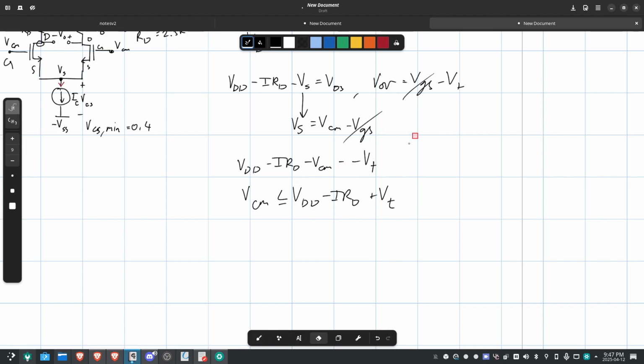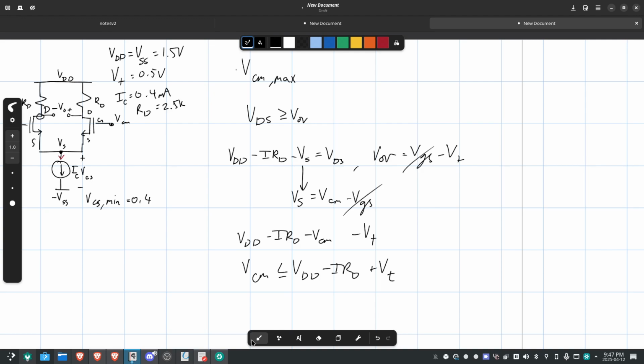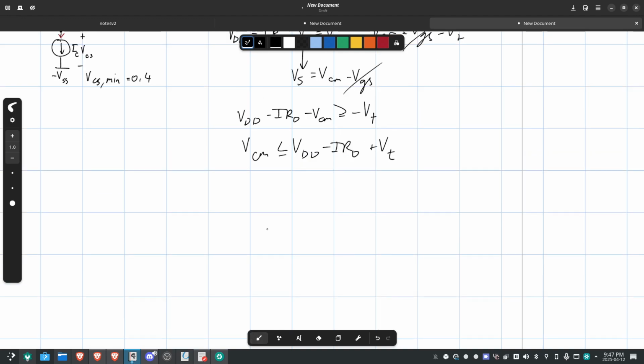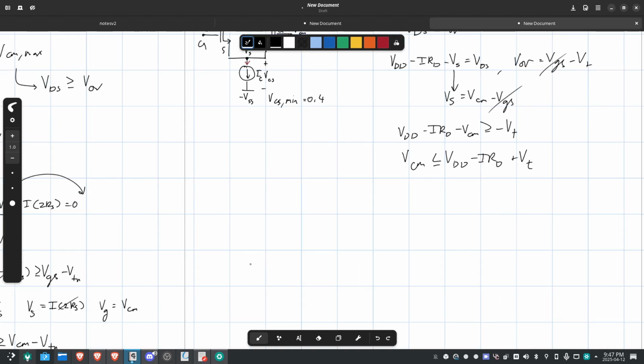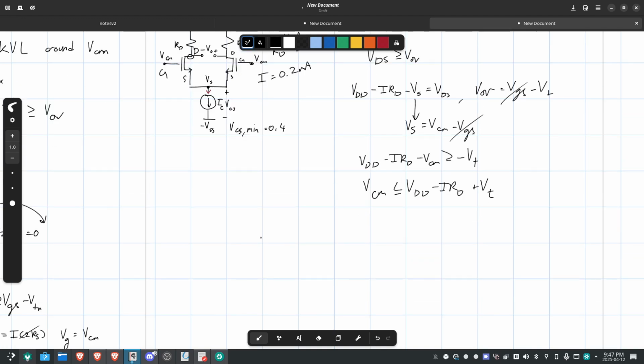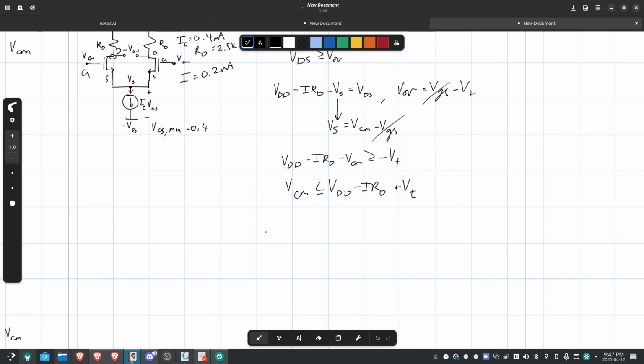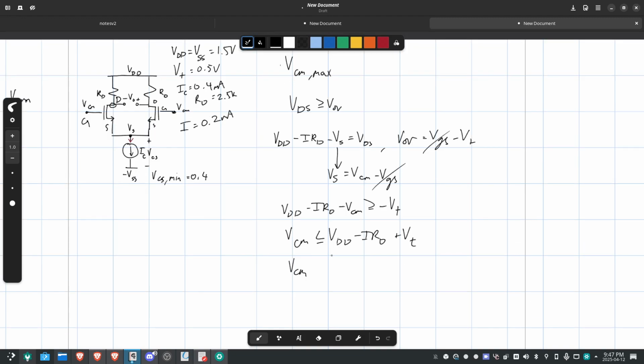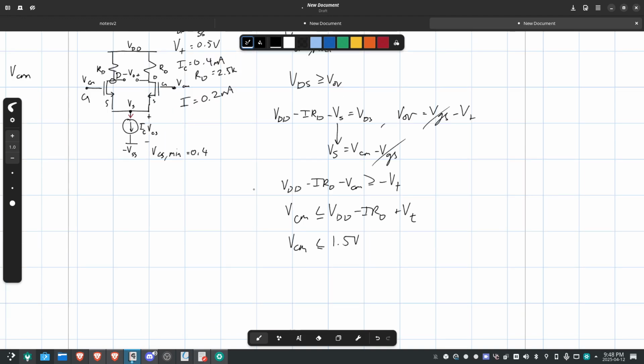Oh, sorry, this should be, it should be greater than or equal to, sorry. And we have all of these values, right? We have I combined. Once again, we need to find I, which is just 0.2 milliamps, because these are identical parts. They provide an identical amount of current. So it's half of the combined current. And if you put all of that in with all of these values you see here, VCM is smaller than or equal to 1.5 volts. That's your maximum.